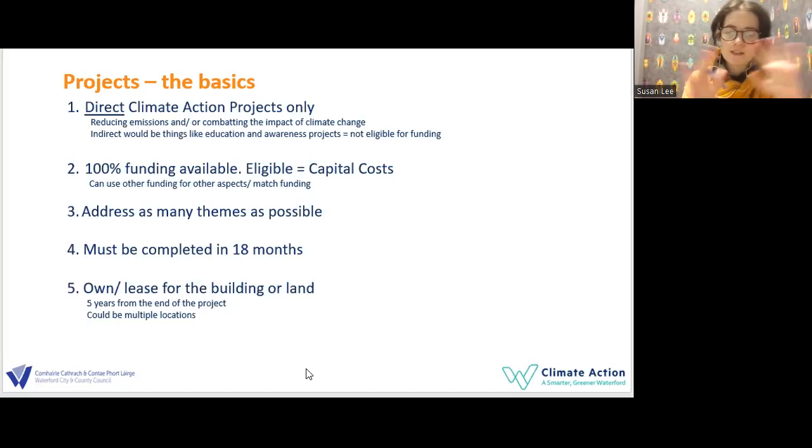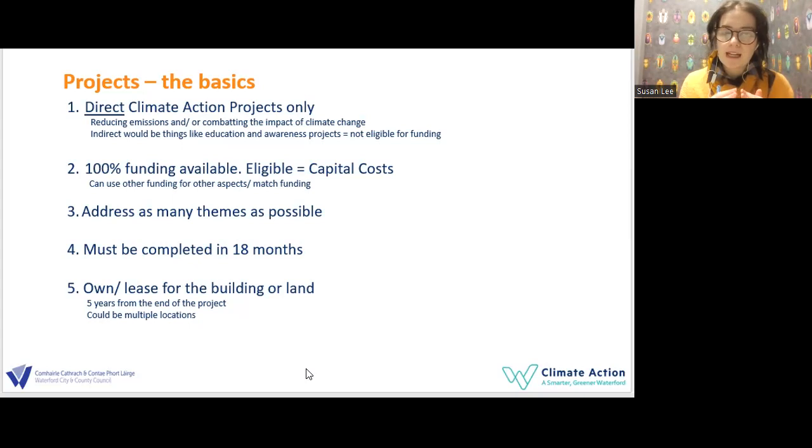So let's cover some basics quickly. It has to be a direct climate action project. So it's either reducing emissions or it's combating the impact of climate change. So I just want to say, indirect would be things like education and awareness. Again, they have an awful lot of merit. They are needed, but it's not the focus of this funding.